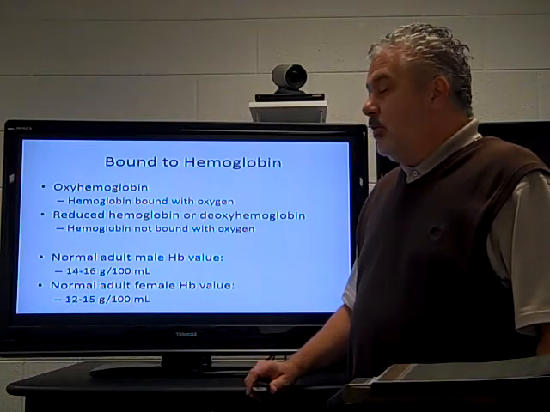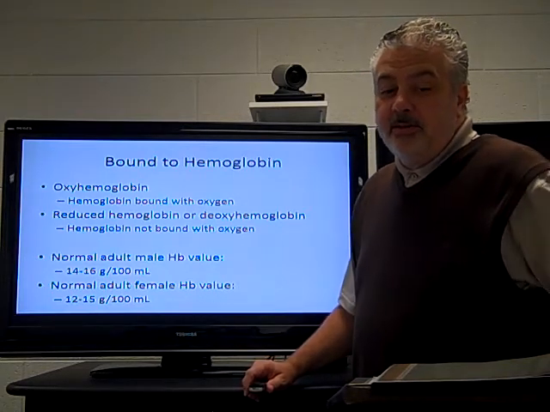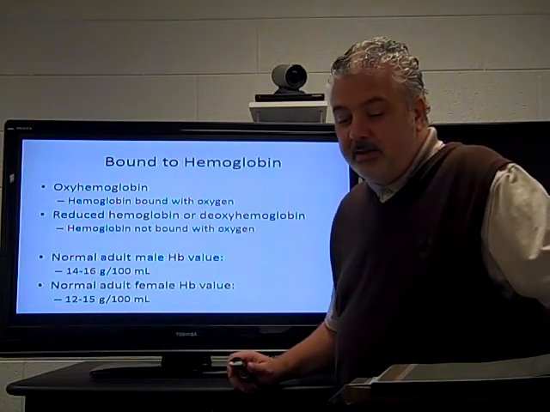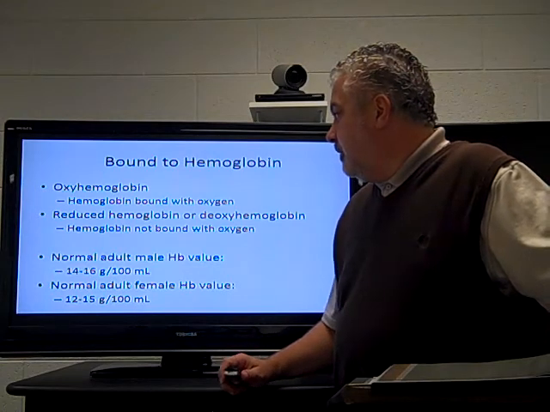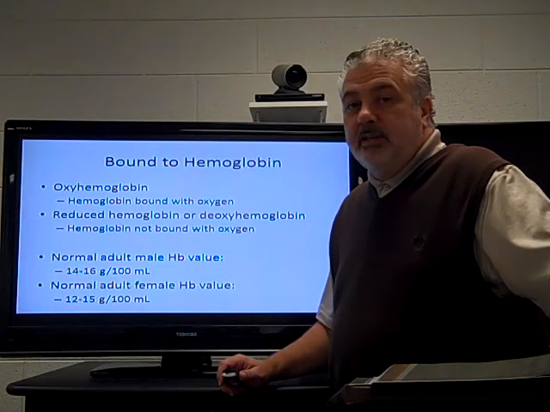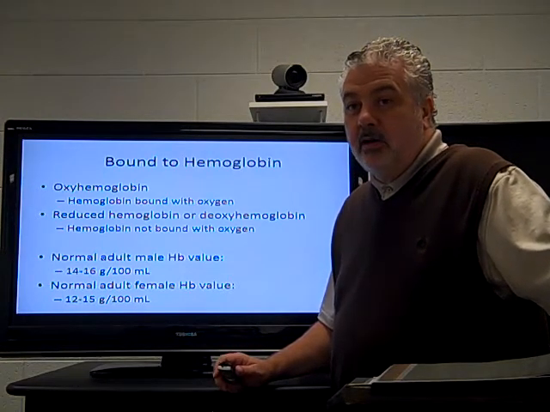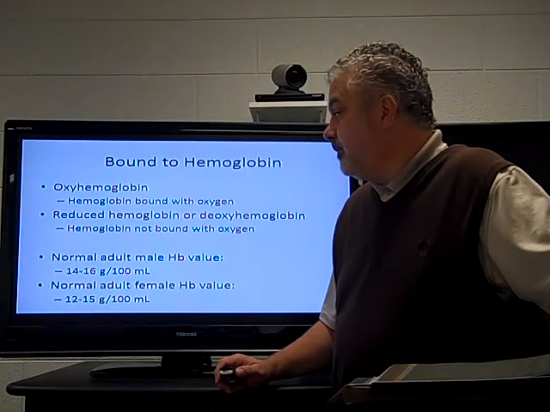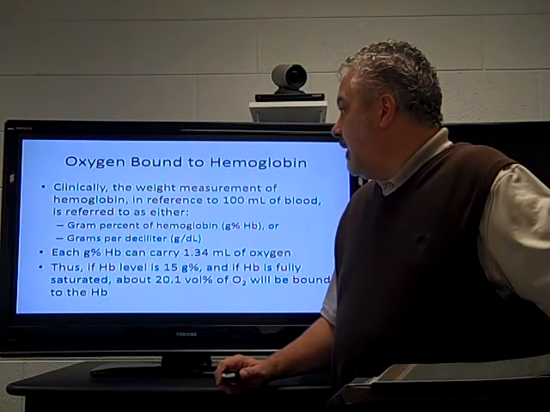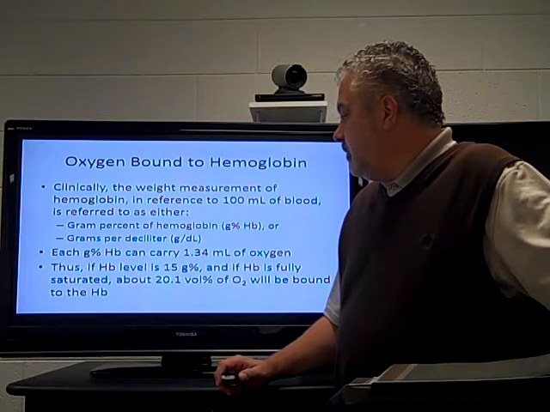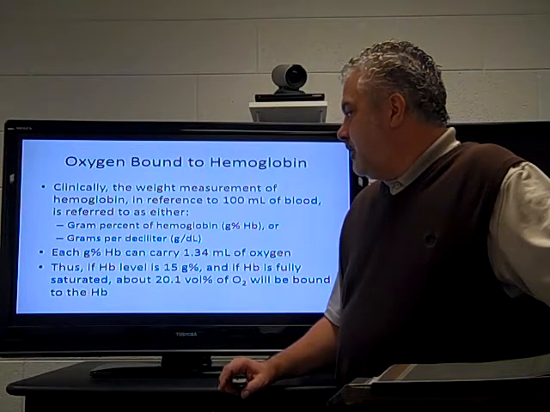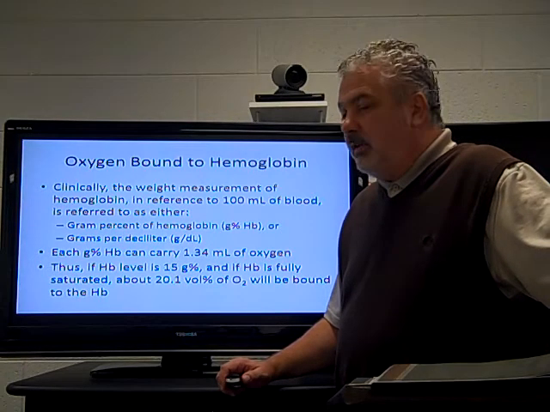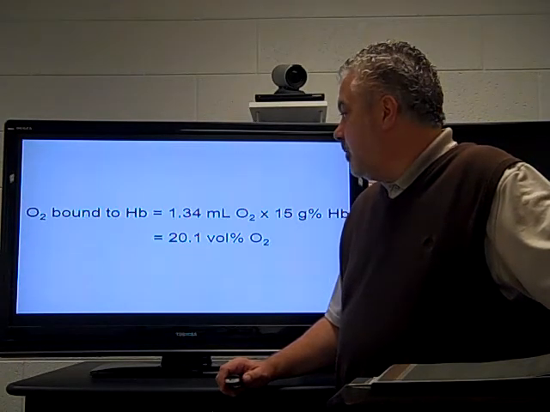It's important to know the normal amounts of hemoglobin because obviously we need to assess normal to know if there's abnormal. With abnormal amounts of hemoglobin, there's going to be low oxygen carrying capacity. Oxygen bound to hemoglobin is obviously clinically important. If we have plenty of saturation, the arterial oxygen content is going to be normal.